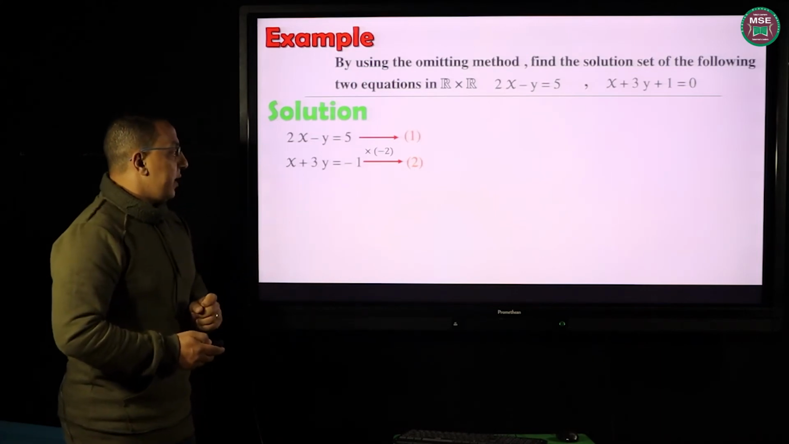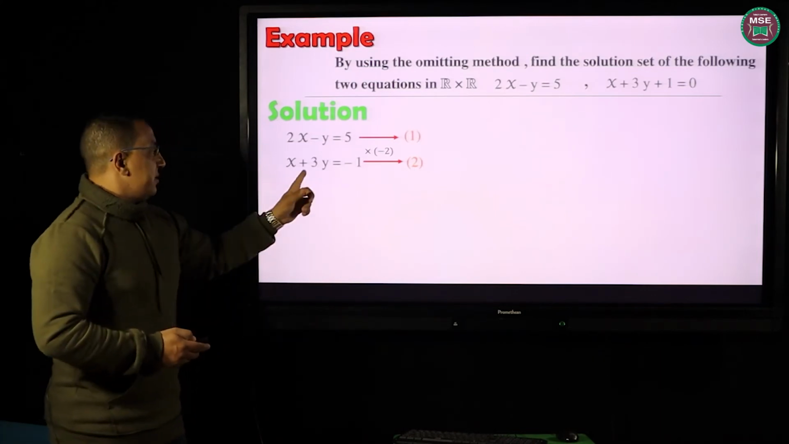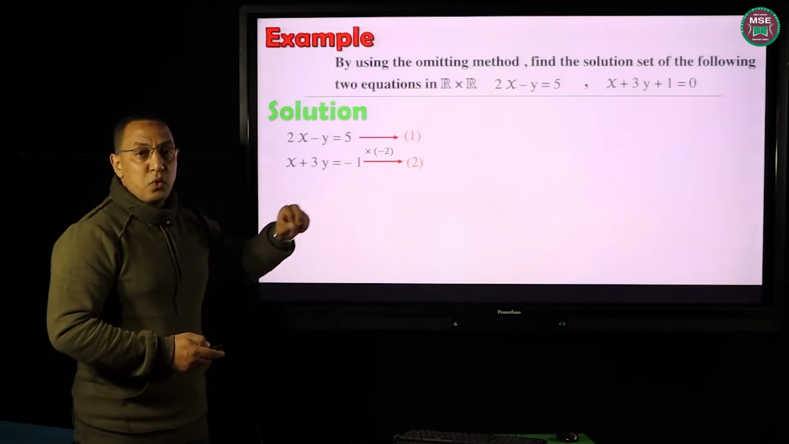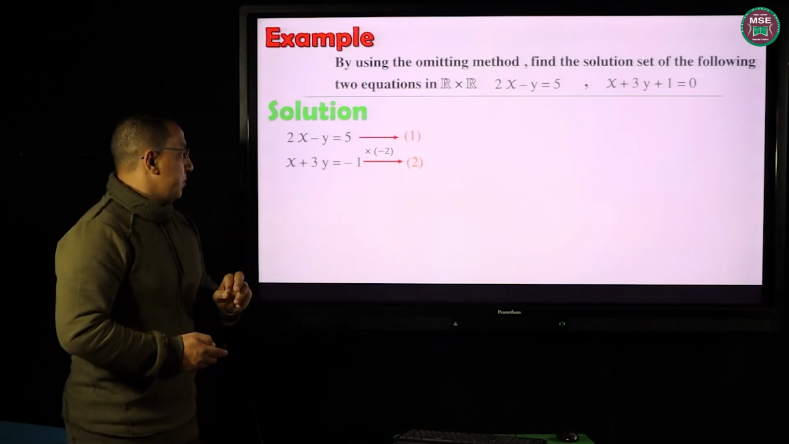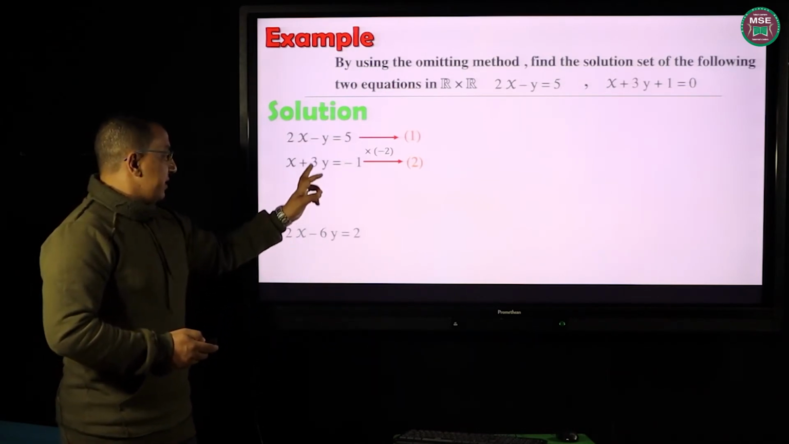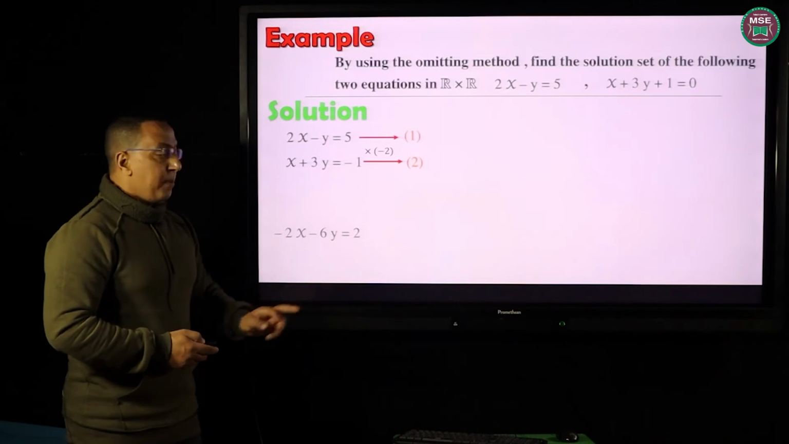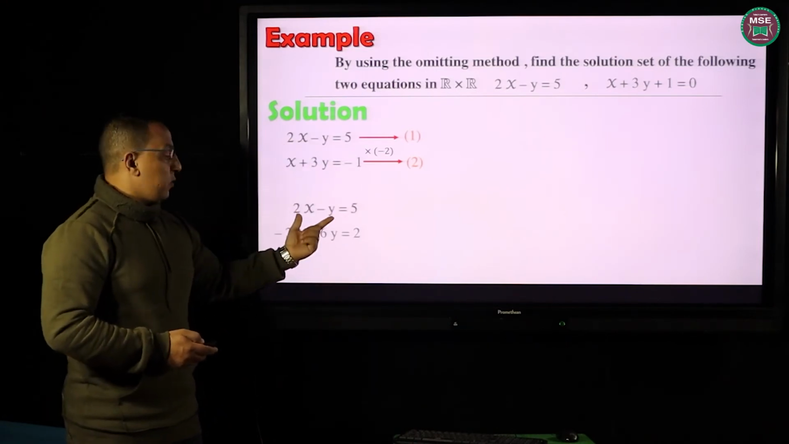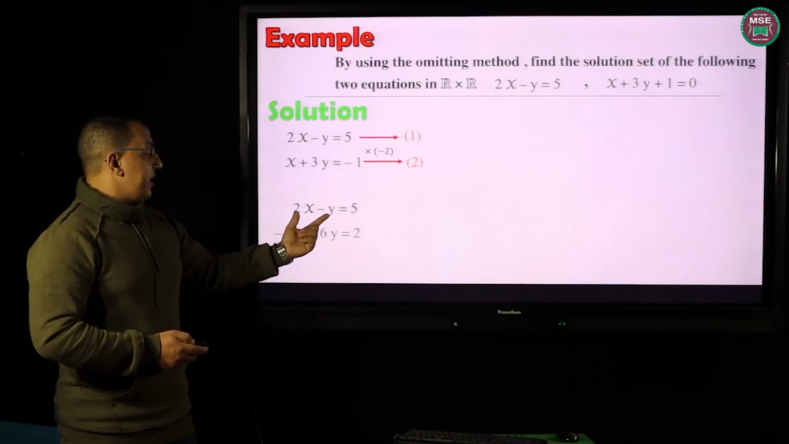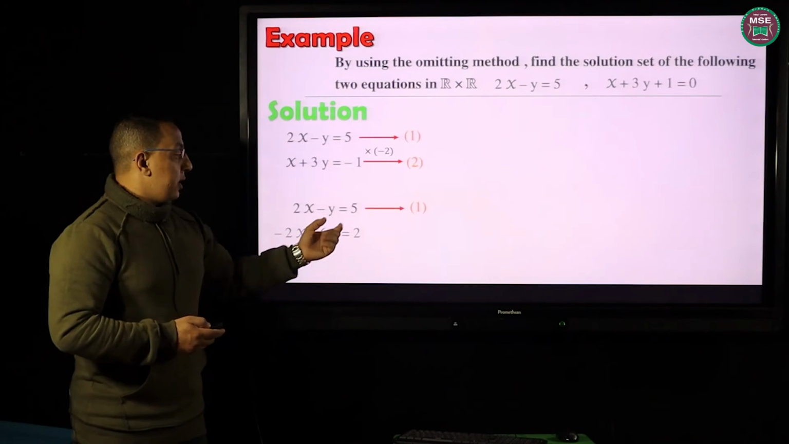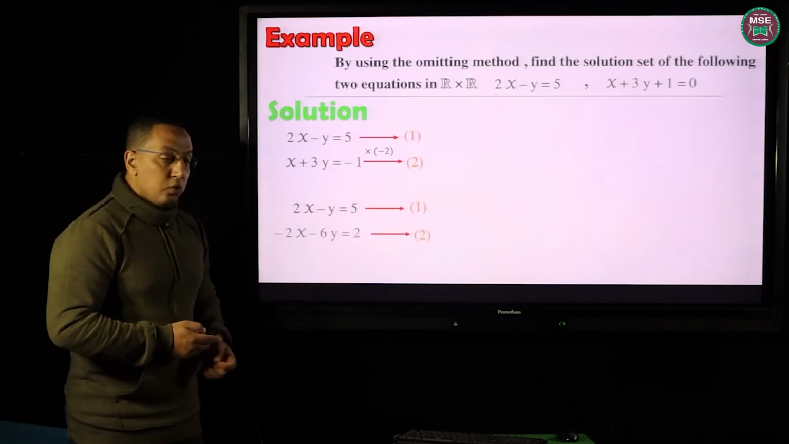x times negative 2 equals negative 2x. 3 times negative 2 equals negative 6y. Negative 1 times negative 2 equals positive 2. As I said, negative 2x, negative 6y, and positive 2. This is equation number 2. And I'm going to write equation 1 without change: 2x minus y equals 5, like this. Now I'll call this 1 and this 2.